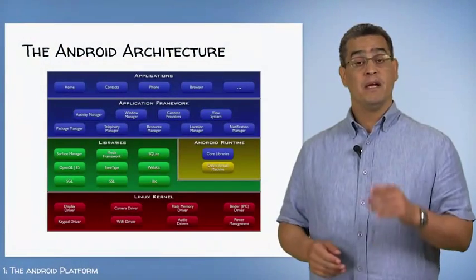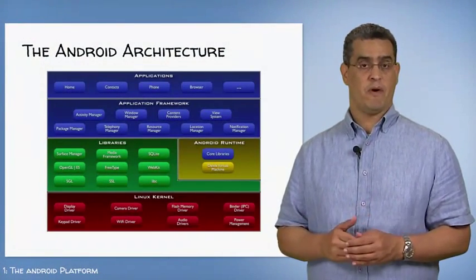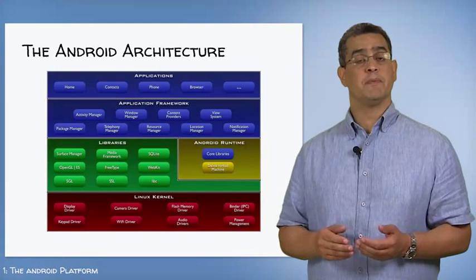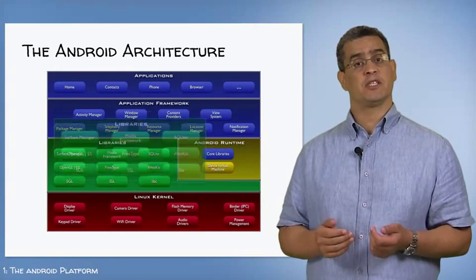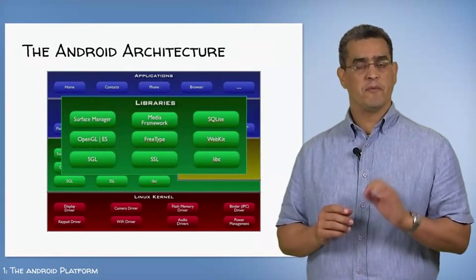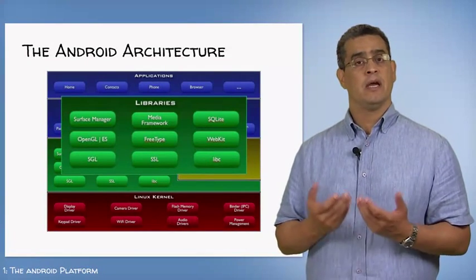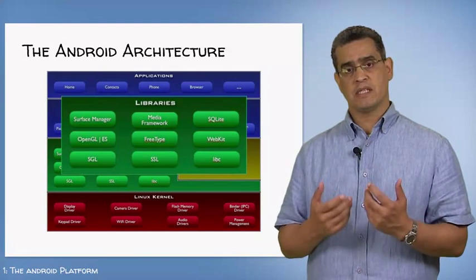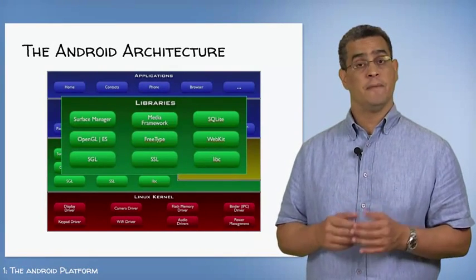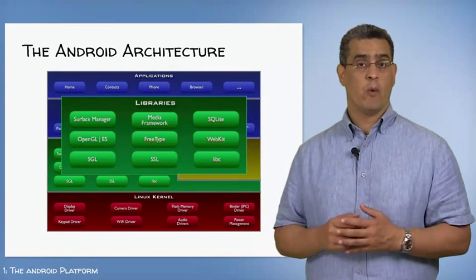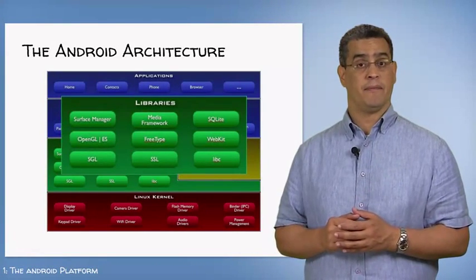The next layer up includes a variety of system libraries. These libraries are typically written in C and C++, and for that reason they're often referred to as the native libraries. And these native libraries handle a lot of the core performance-sensitive activities on your device, things like quickly rendering web pages and updating the display.